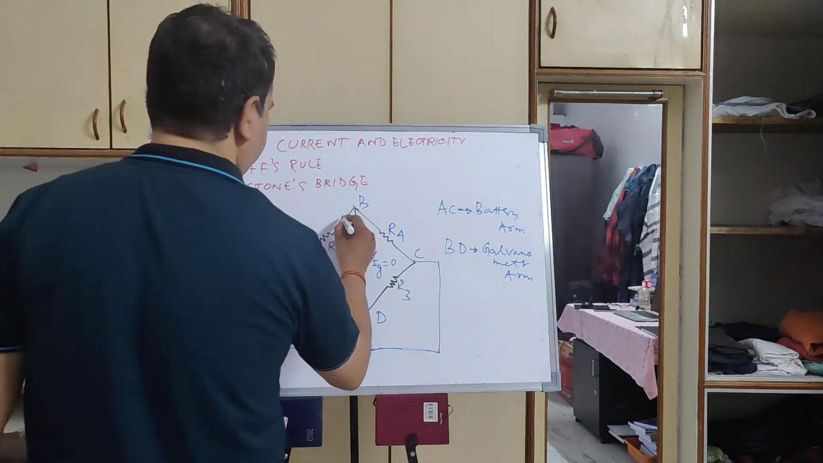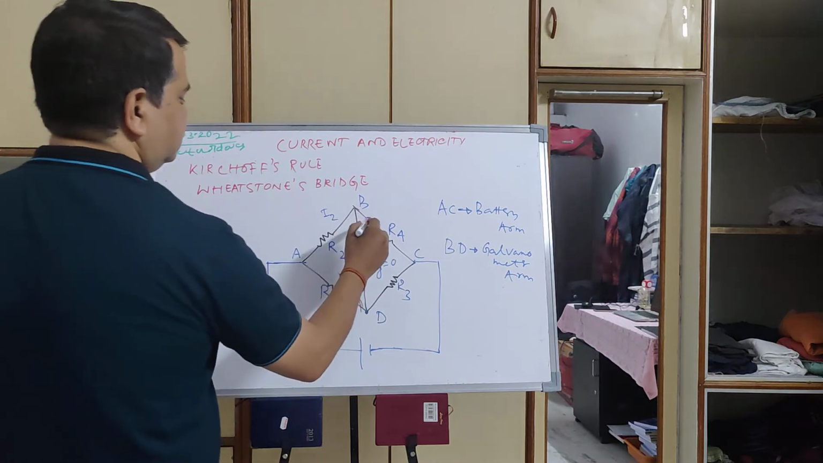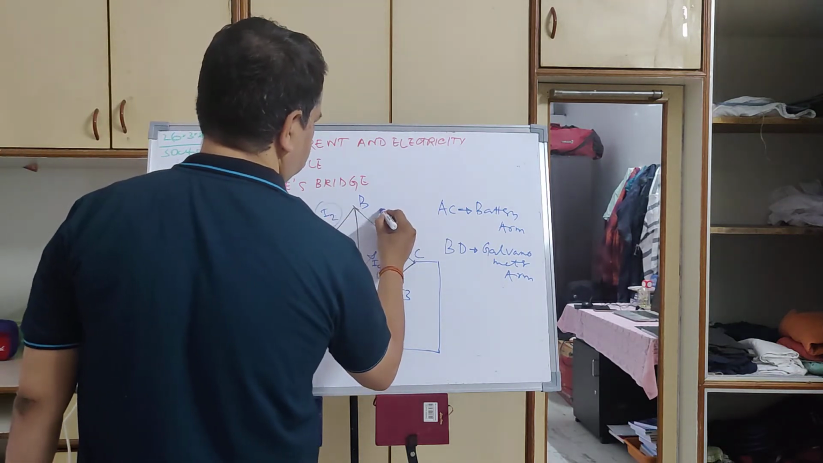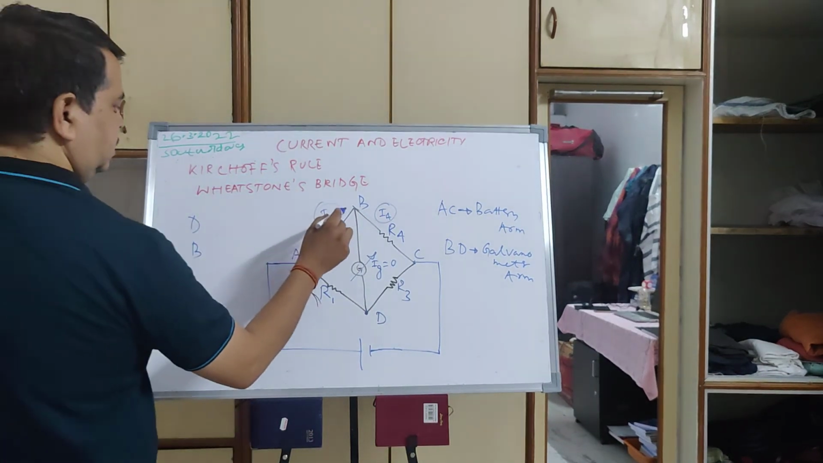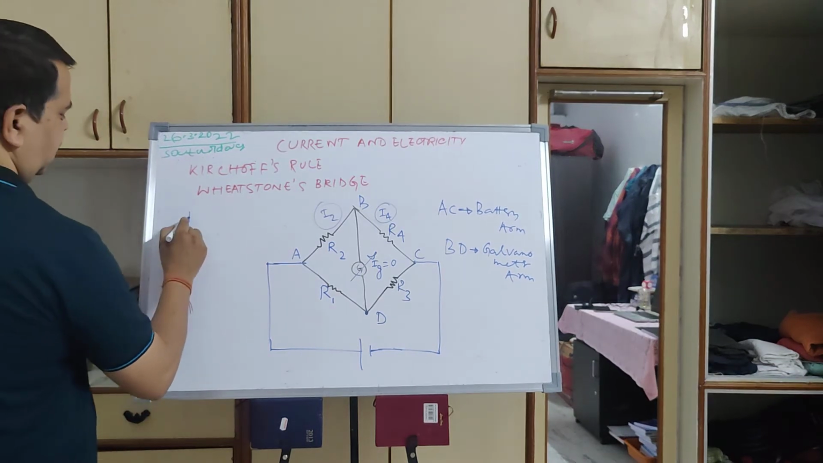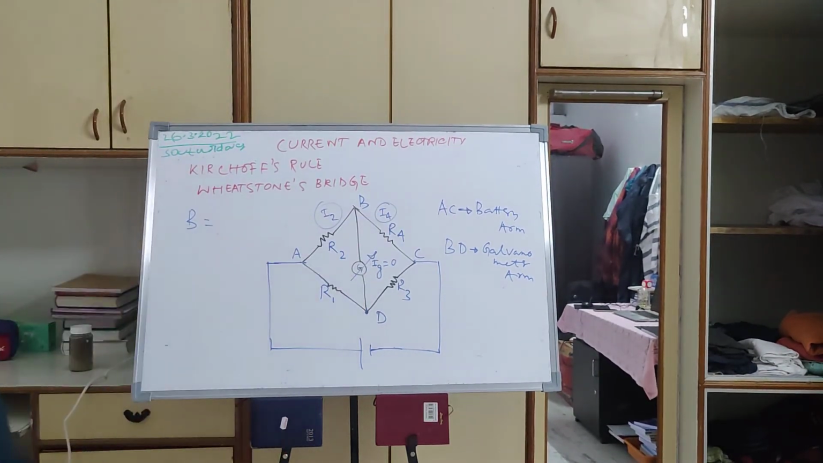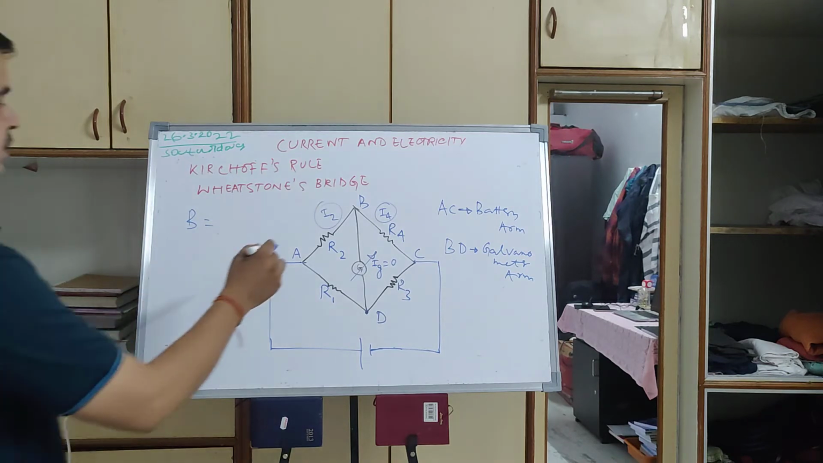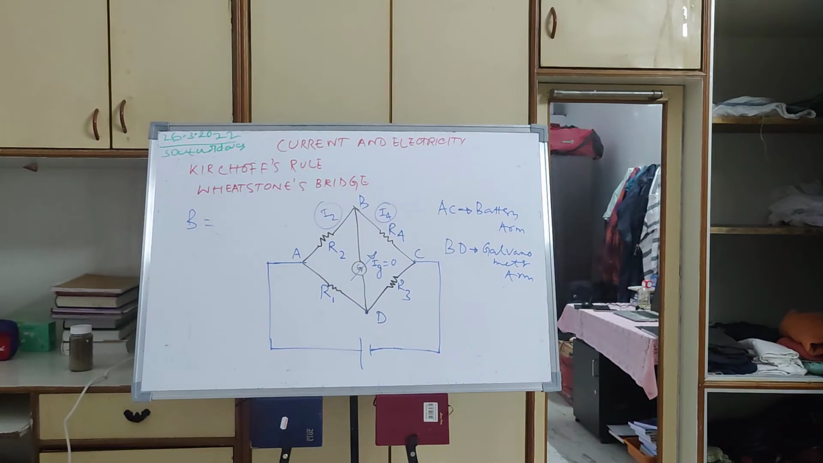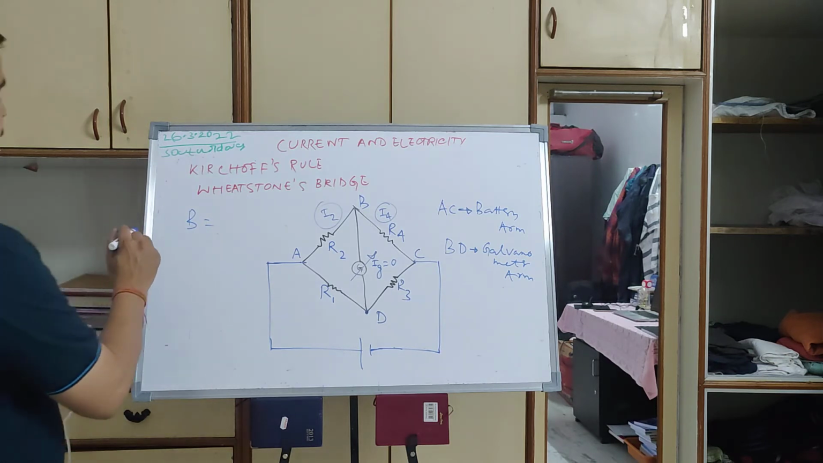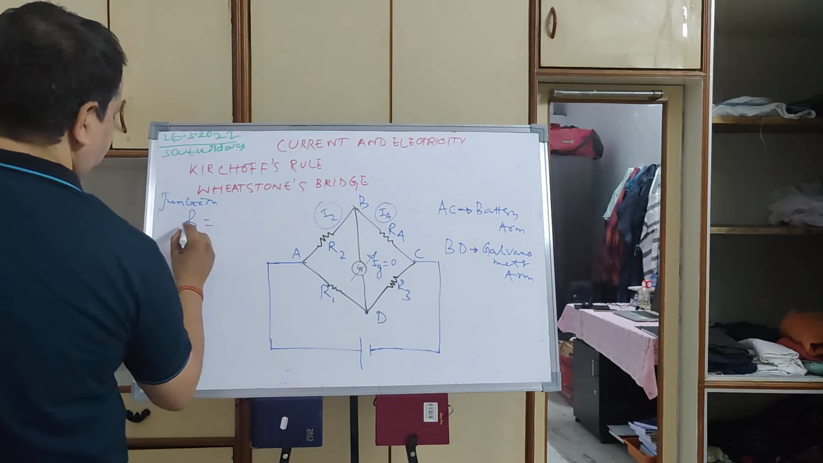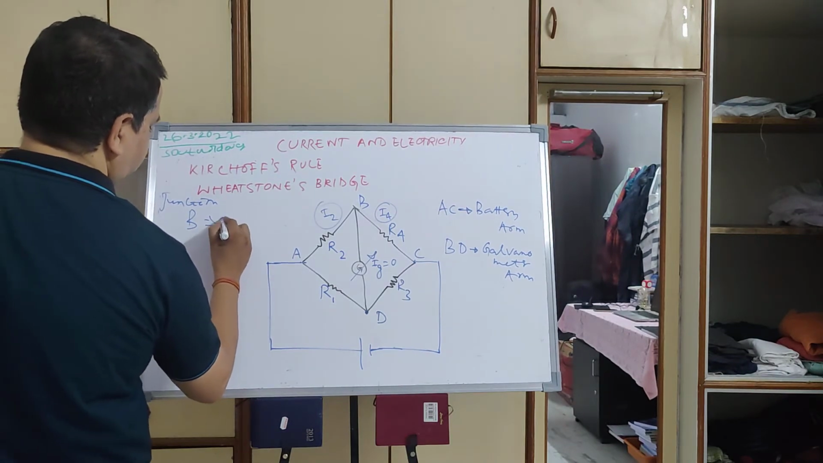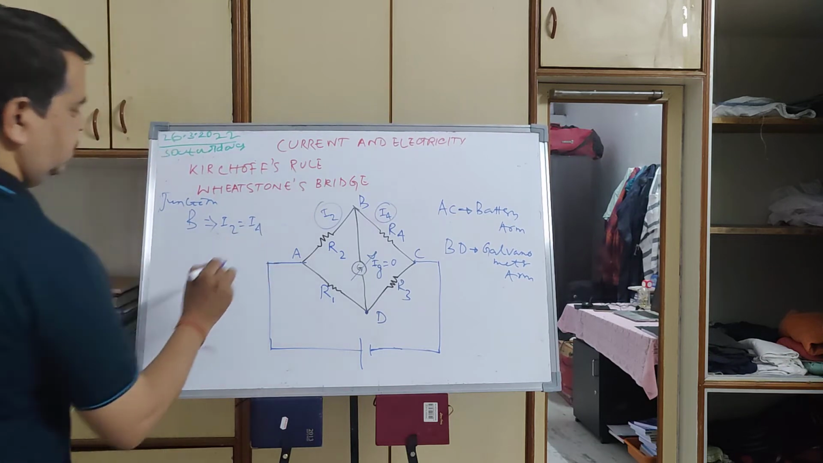Through this, the current flowing is I2, let us say. Through this, the current flowing is I4, let us say. Just nomenclature. So at junction B, whatever current is coming in will go out, because in this arm there is no current. That is the balance condition of the Wheatstone bridge. So at junction B, I2 is equal to I4. That is one rule.